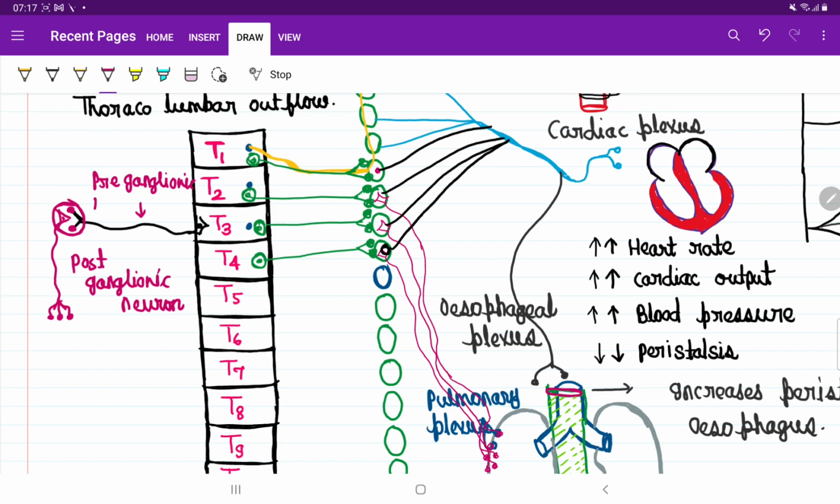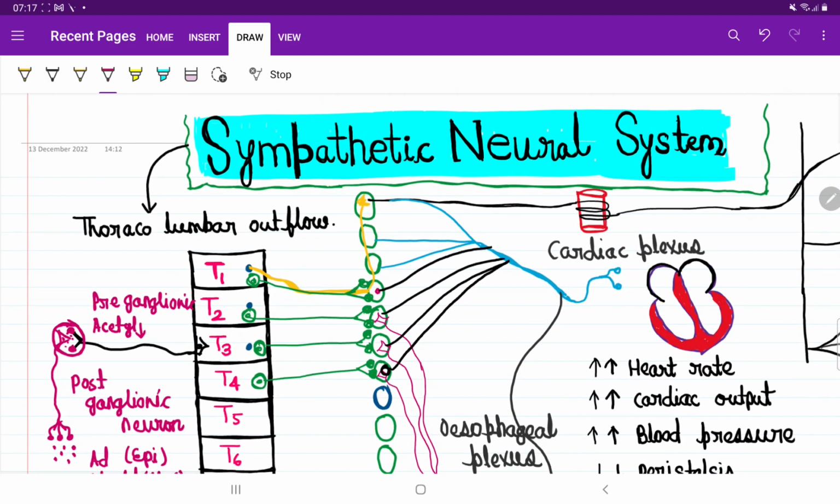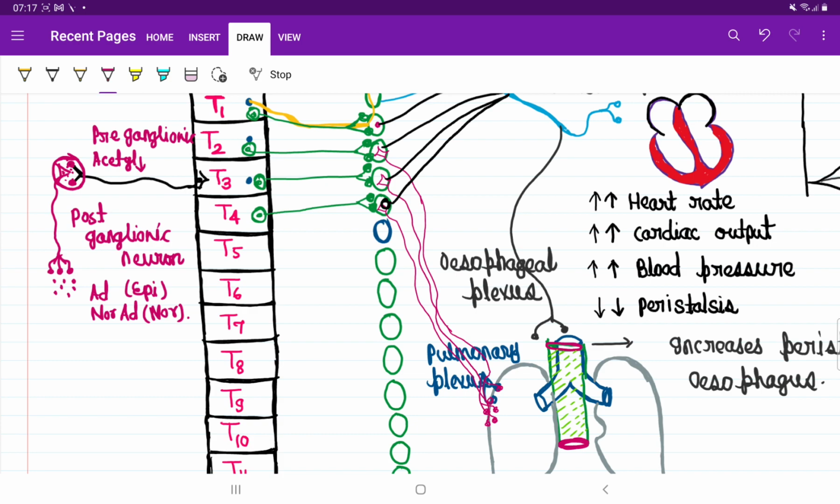The preganglionic neuron releases acetylcholine as a neurotransmitter. They take stimulus from the spinal cord, from the central neural system, and they release acetylcholine here. But at the organ, they secrete adrenaline and noradrenaline, or you call it epinephrine and norepinephrine. So in our sympathetic neural supply, at the organ, neurons release adrenaline or noradrenaline.